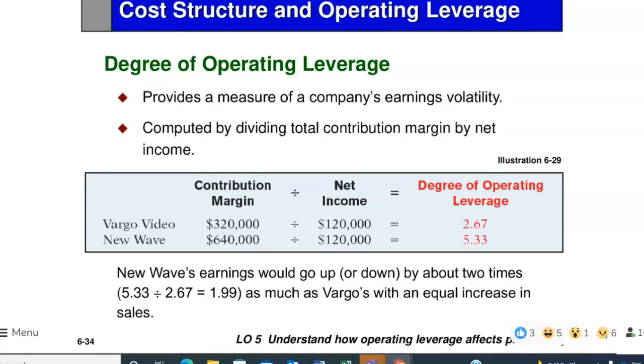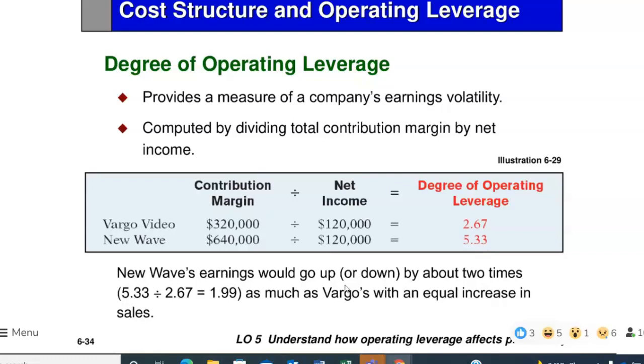And how do you compute that? You divide the total contribution margin by the net income at that point where the two were equal. Remember, sales of 800, net income of 120. But you see, the contribution margin is higher under New Wave than it was under Vargo Videos. Net income's the same. So you can see that the degree of operating leverage is twice Vargo for New Wave. New Wave is double what Vargo is, so it's much riskier.